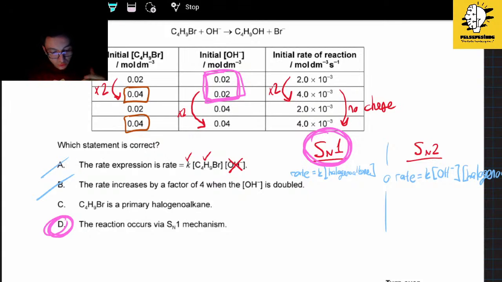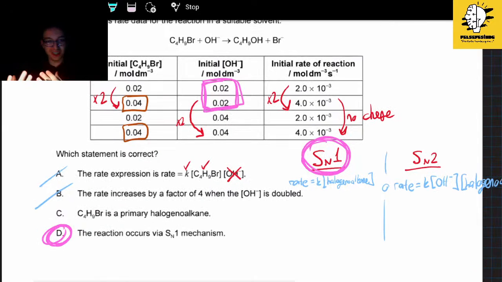IB wants us to find whether it is primary or tertiary, right? So this is a tertiary halogenoalkane, since it is an SN1 mechanism. It is the combination of more than 2 topics, actually 3 topics.